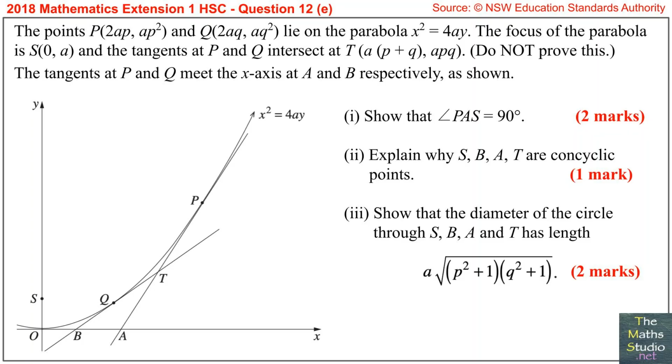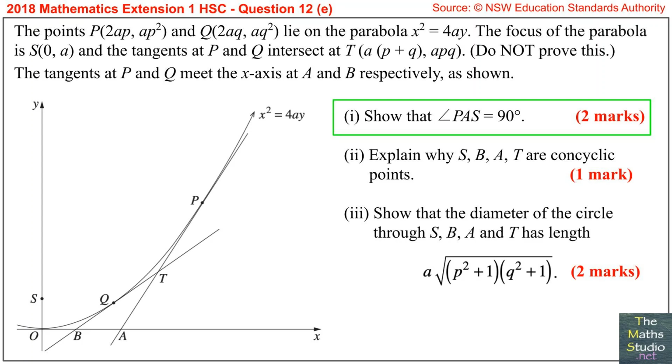Question 12, Part E. The points P(2ap, ap²) and Q(2aq, aq²) lie on the parabola x² = 4ay. The focus of the parabola is S(0, a), and the tangents at P and Q intersect at T(a(p+q), apq). Do not prove this. The tangents at P and Q meet the x-axis at A and B respectively, as shown.